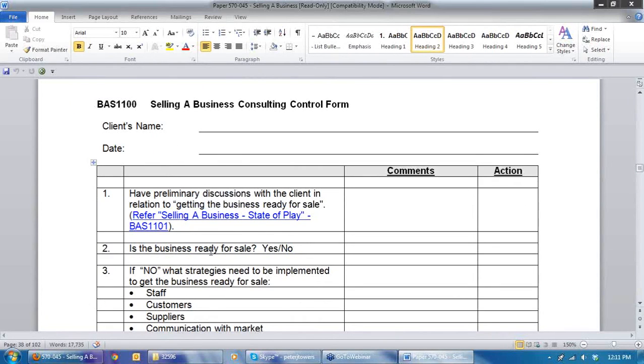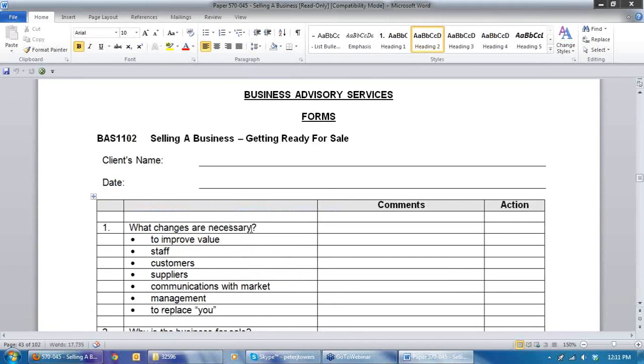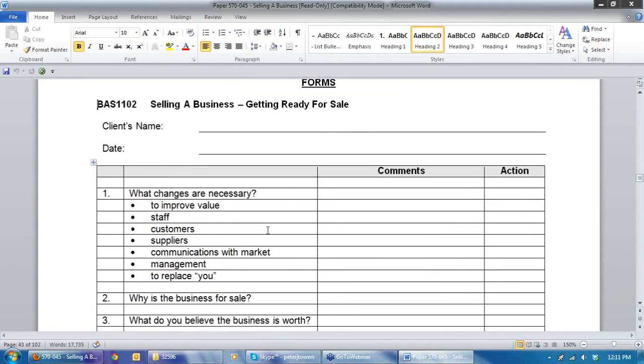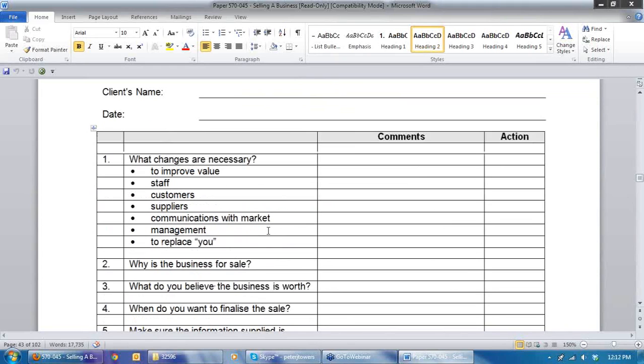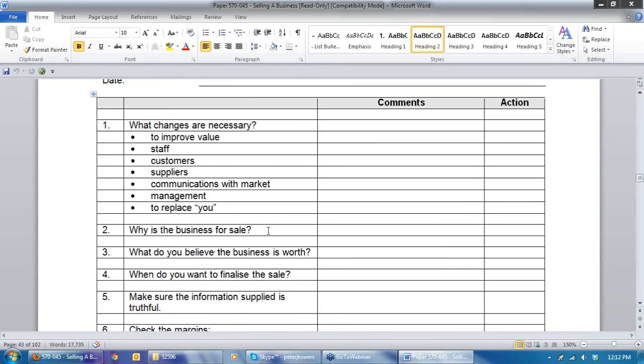So the Selling Business Consulting Control Form is the nerve center for this assignment. So we've got the paper or the article to give you some background information on the various components, and then it's a matter of using this control document to then undertake a review of what is happening. So this is a form which is getting ready for sale. When you've had the discussion with the client, what changes are necessary to improve the value?